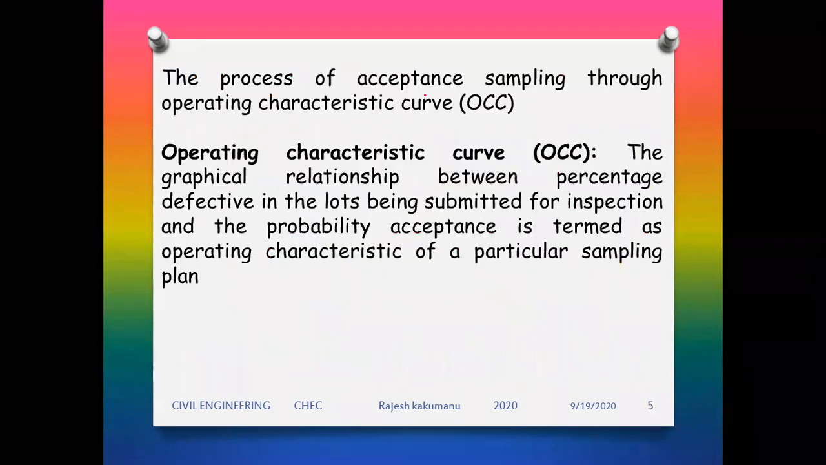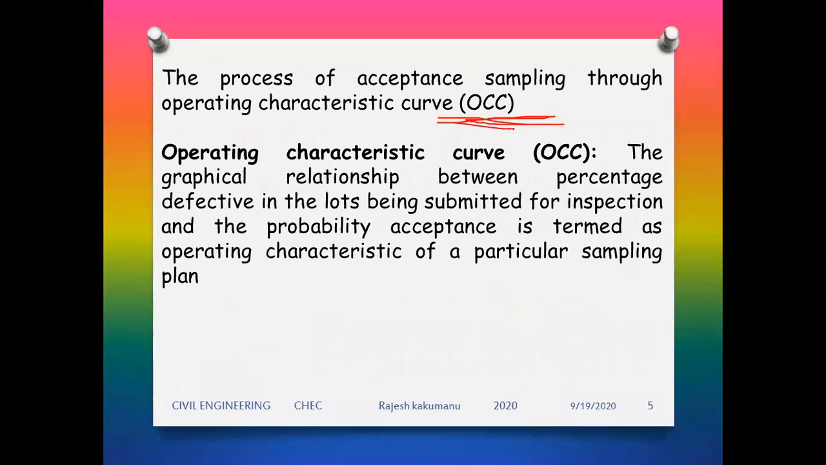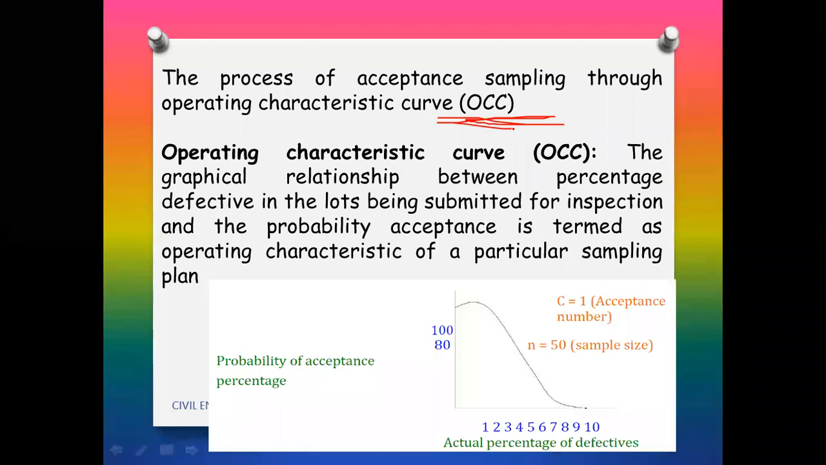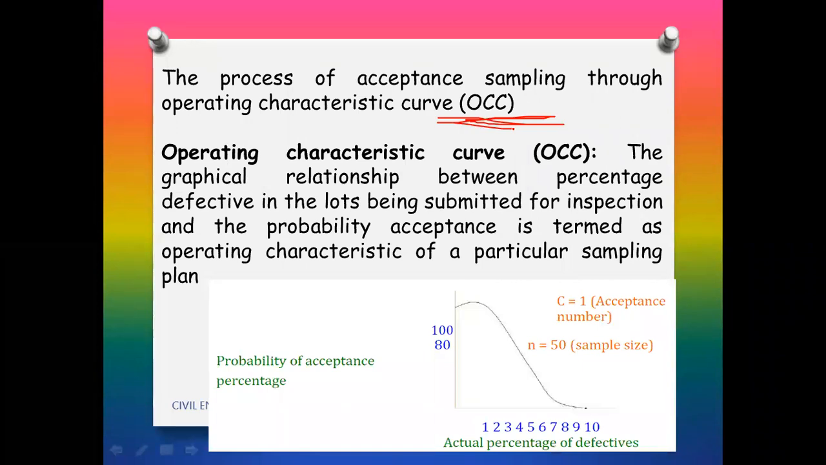The process of acceptance sampling is done by a curve. This curve is known as the OC curve, the operating characteristic curve. See how it looks here. It is a graphical representation of the relationship between the percentage defective in the lot submitted for inspection and the probability of acceptance, termed the operating characteristic of a particular sampling plan.